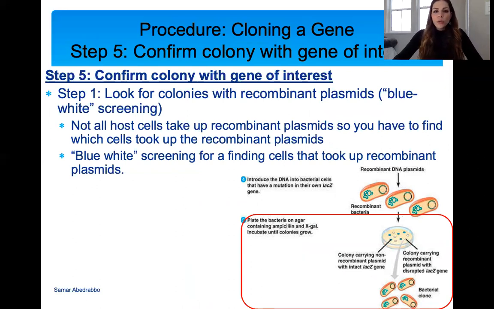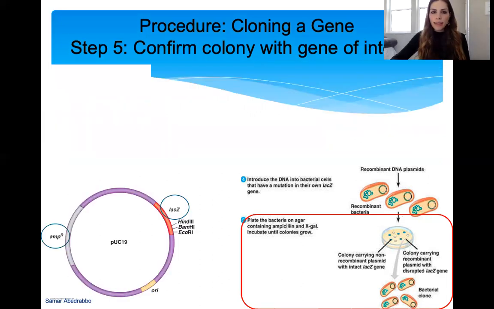What you can do is blue-white screening. Blue-white screening is a way to look for recombinant plasmid. Again, not all the cells are going to have taken your recombinant DNA, and we're only interested in the cells that took it up. So we do an experiment called blue-white screening, and I will talk about that in a second.